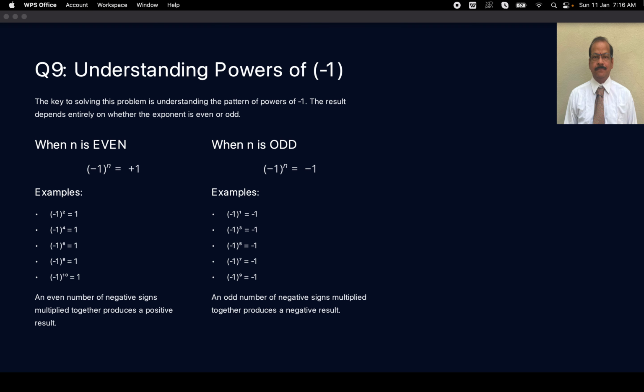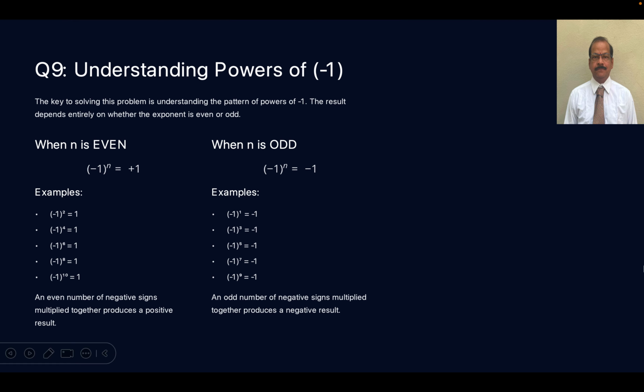-1 raised to the power of n is positive when n is even. Examples: (-1)^2 is 1, (-1)^4 is 1, power 6, power 8 and power 10, all even numbers, result in positive 1. Because minus into minus is plus. So an even number will always provide you a positive 1.